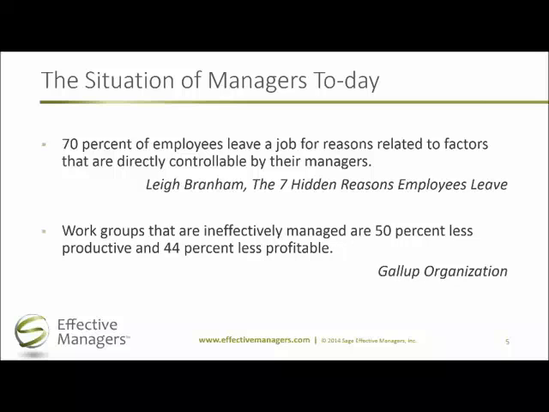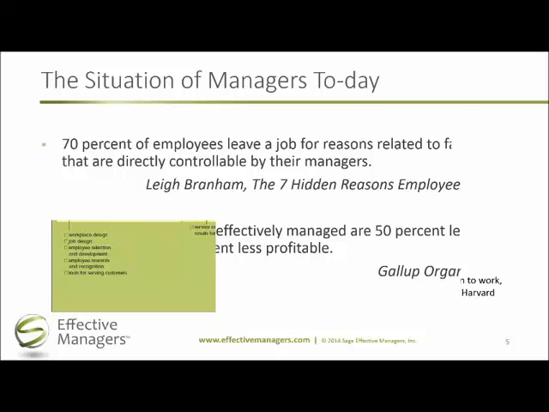The second is from the Gallup organization, which has literally millions of records of managers from the work that they've been doing over a very extensive period of time. They've found that work groups that are ineffectively managed are 50% less productive and 44% less profitable. So the effectiveness of a manager can actually impact the bottom line.